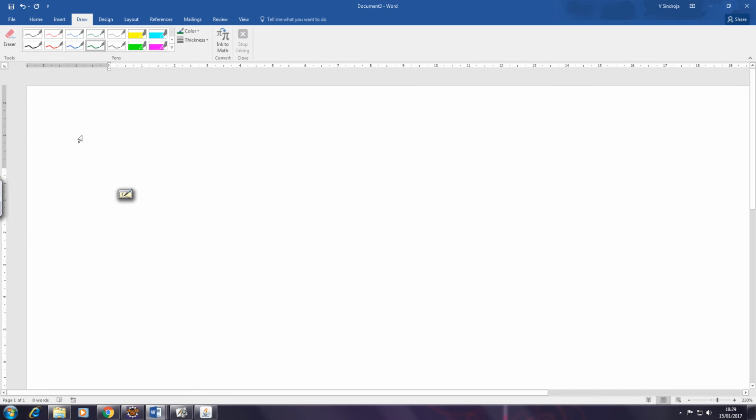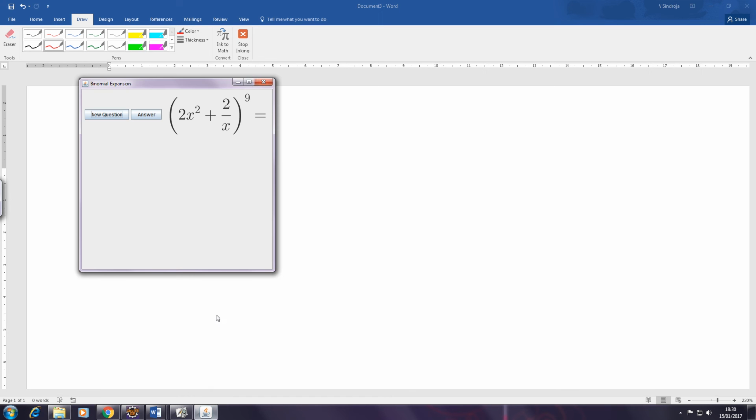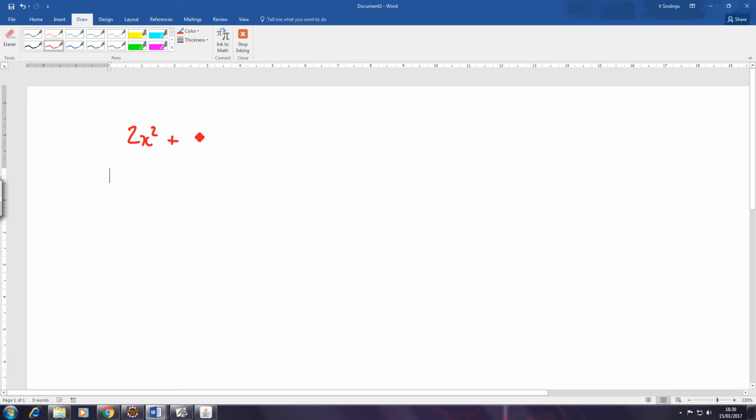So it was 2x squared plus 2 over x, all to the power of 9. Okay, so we're going to try and find the constant term. Now you could use the formula in your formula booklet, but sometimes I find it a bit cumbersome, and what I do is I try and spot a pattern and then quickly do it. So let me just talk you through it.